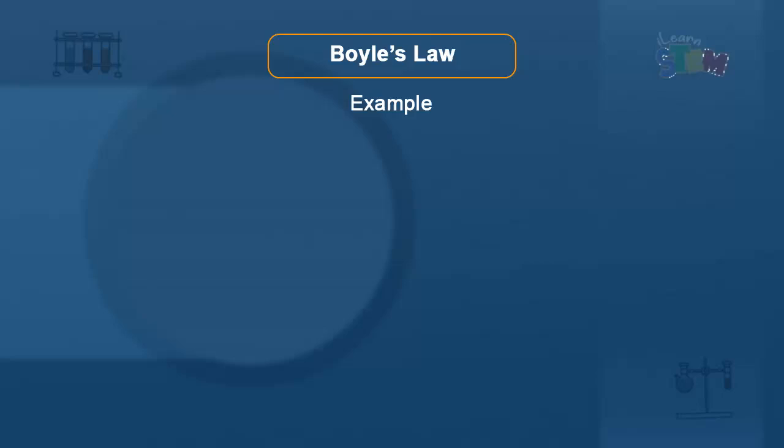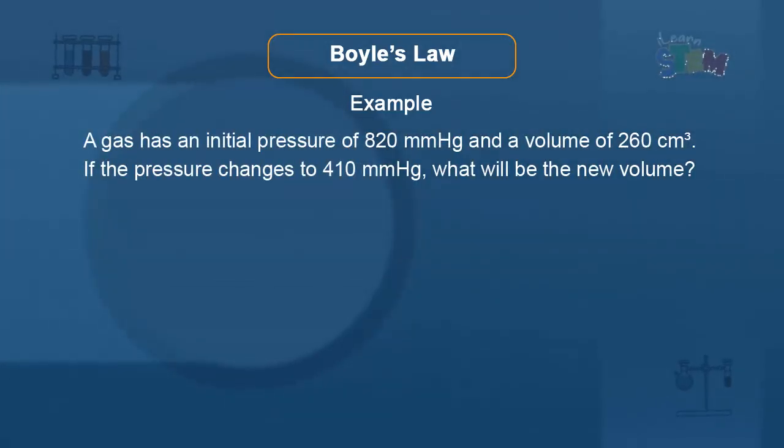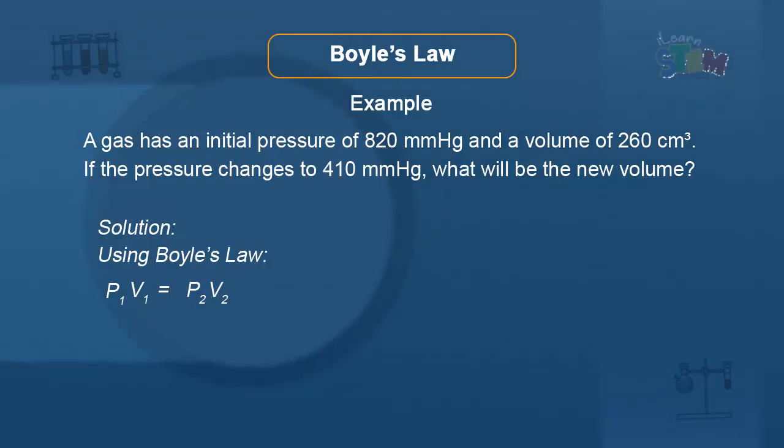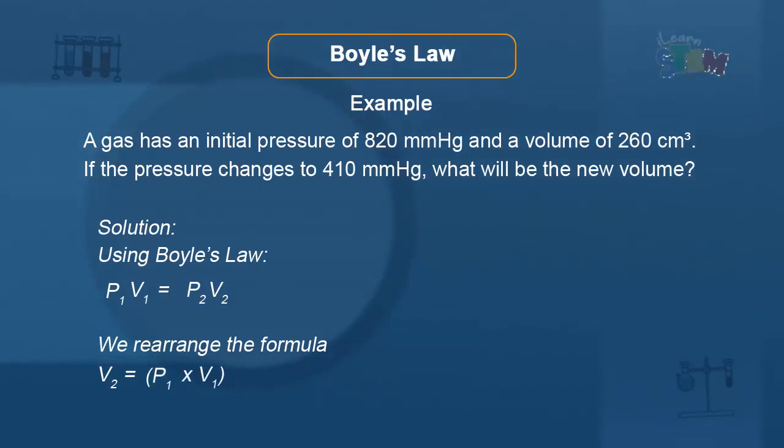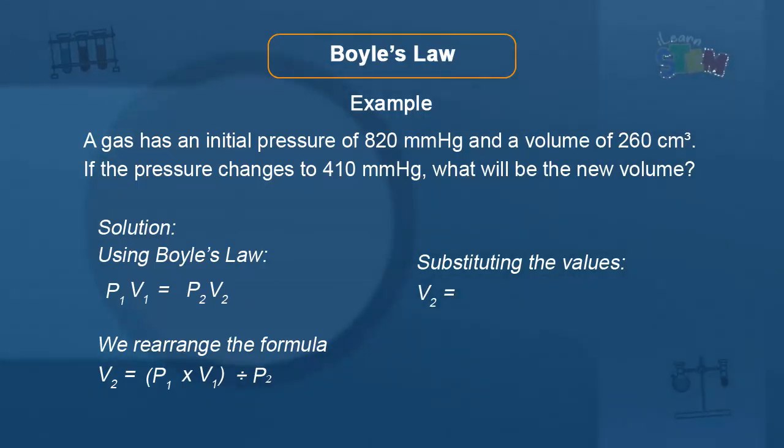Now, let's look at a quick example. A gas has an initial pressure of 820 mm of mercury and a volume of 260 cubic centimeters. If the pressure changes to 410 mm of mercury, what will be the new volume? Using Boyle's law, P1 times V1 equals P2 times V2. To find the new volume, we rearrange the formula. V2 equals P1 times V1 divided by P2. Now, substituting the values. V2 equals 820 multiplied by 260 divided by 410. V2 equals 520 cubic centimeters.